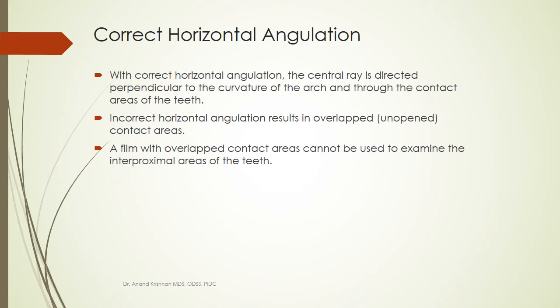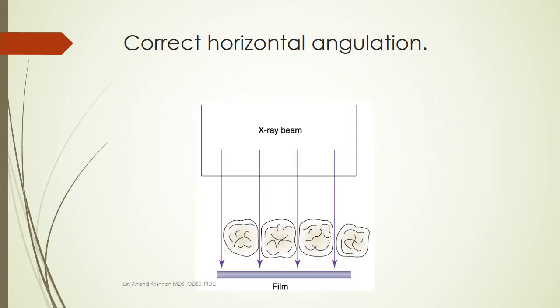If you make a mistake in that, if instead of directing towards the interdental area, you focus on the tooth and make a mistake in horizontal angulation, what will happen as a result is that one tooth will overlap the other in your resultant image, because of which the diagnostic quality of the image will suffer. So this is how your central beam is focused, in the spaces between each tooth, so you are able to individually see each tooth in your resultant X-ray.